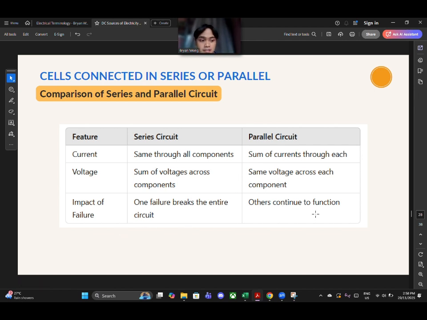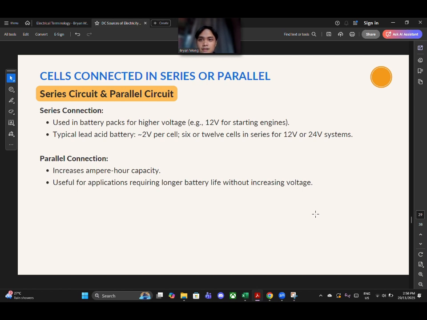Like what I explained earlier in the previous slide, for bulbs in a series circuit, when one of them blows, all of them stop working. For bulbs arranged in a parallel circuit, when one of them blows, all the others still function.